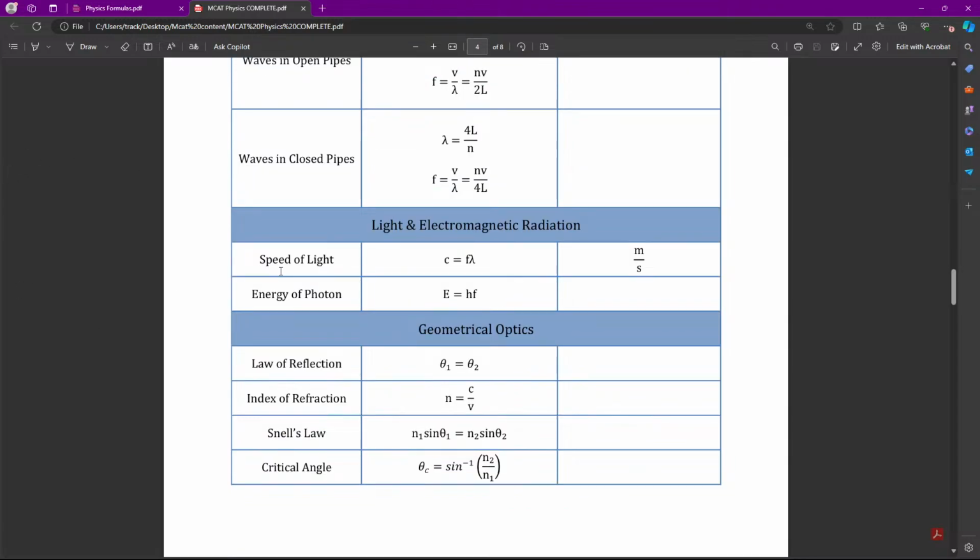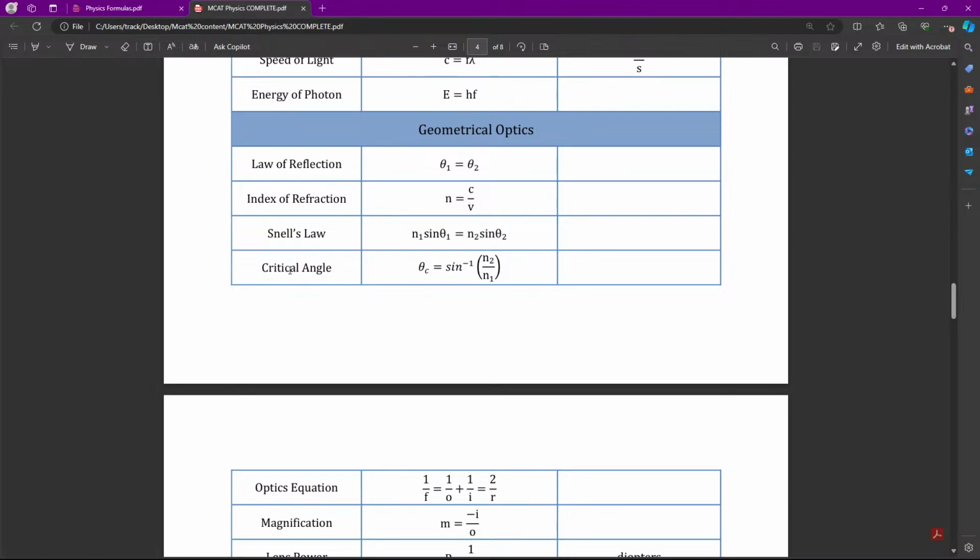Anyway, speed of light, c equals frequency times wavelength. Energy of a photon, E equals hf. Geometric optics: law of reflection, angle of incidence is equal to angle of reflection. Index of refraction is n equals c divided by v. Snell's law is n1 sine theta 1 equals n2 sine theta 2. Critical angle is theta equals sine inverse of n2 over n1.